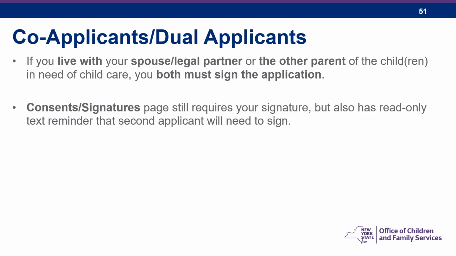Co-applicants/dual applicants. If your spouse, the other parent, or another adult who is legally responsible for the child or children in need of care and lives with you, both adults must sign the application. If you have indicated there is such an adult living in your household, your consents and signature page still requires your signature, but there is also the reminder that the second applicant will need to sign.